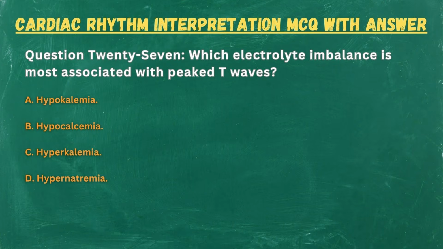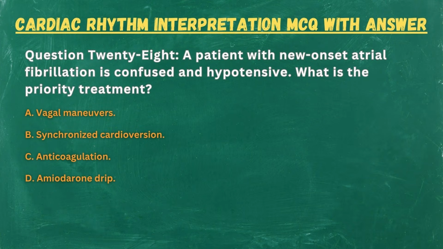Question 27. Which electrolyte imbalance is most associated with peaked T waves? A. Hypokalemia. B. Hypocalcemia. C. Hyperkalemia. D. Hypernatremia. Answer: C. Hyperkalemia.